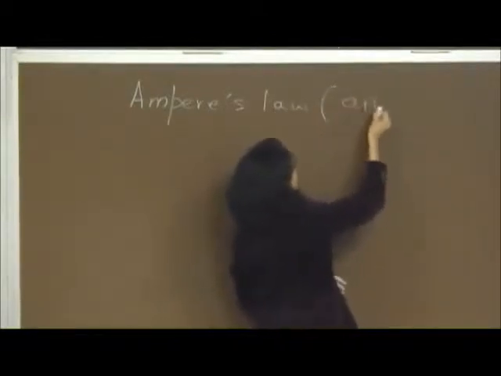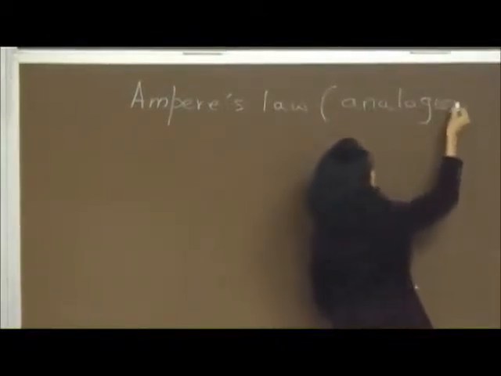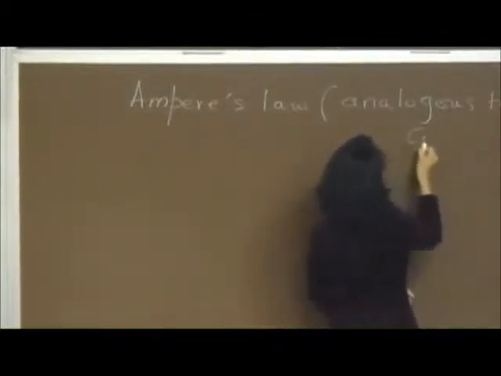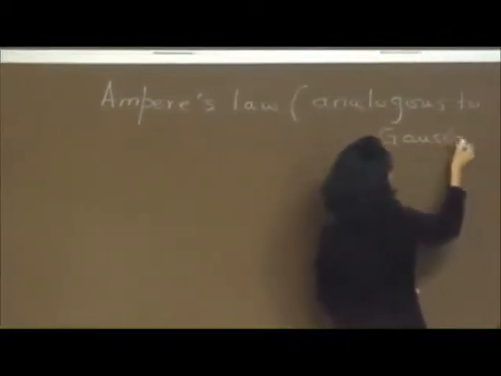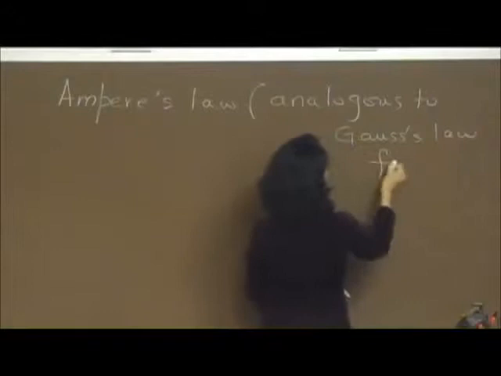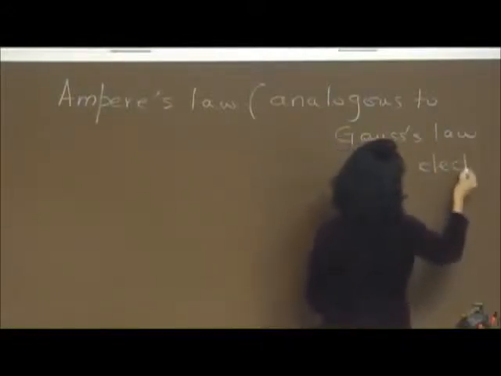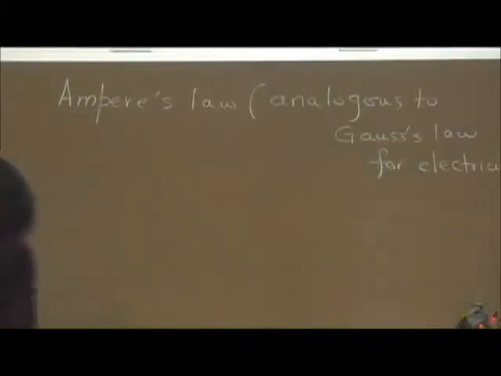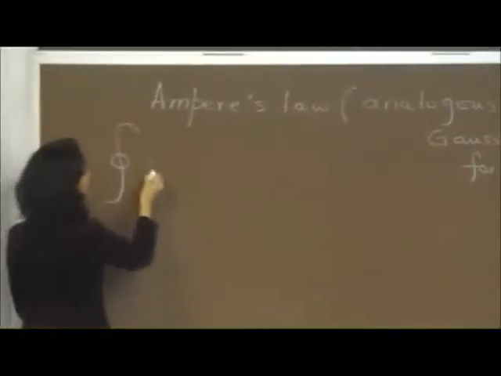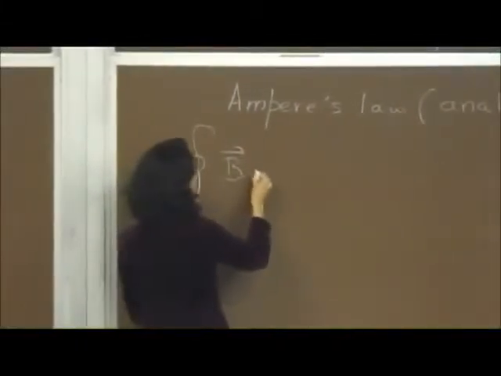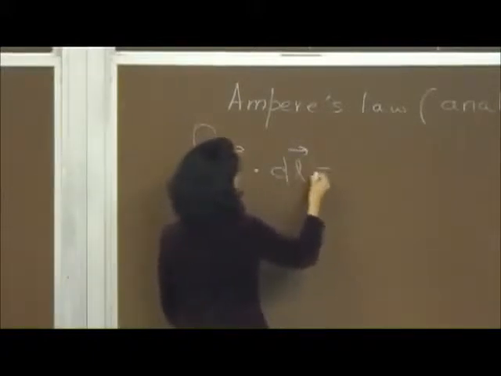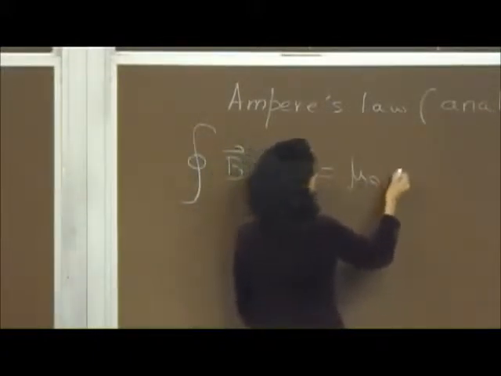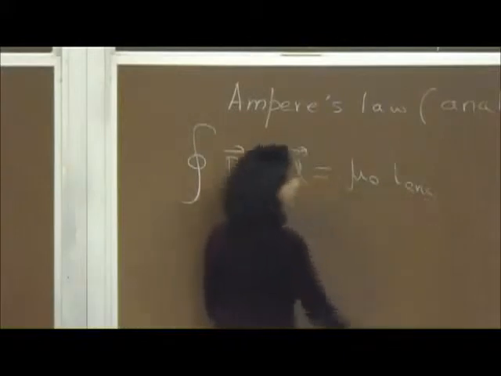So this is analogous to Gauss's law for electricity. Okay, so Ampere's law says this. It says the integral over any closed loop of B dot dl is equal to mu 0 times the current enclosed.